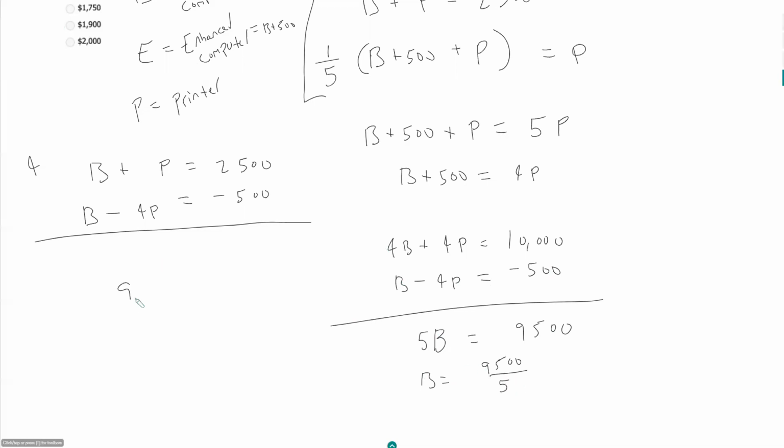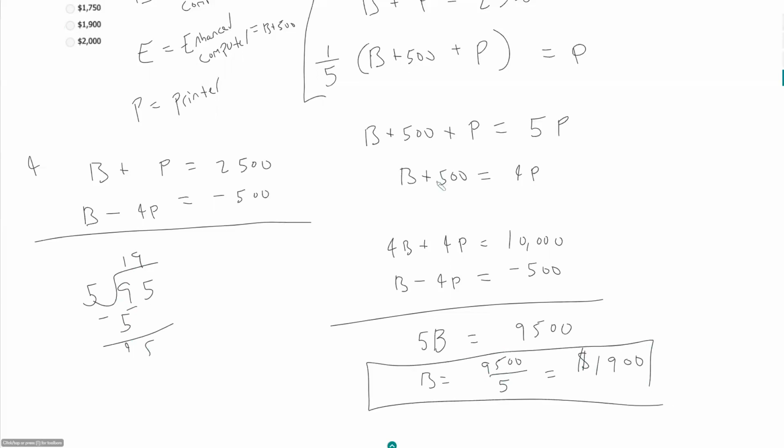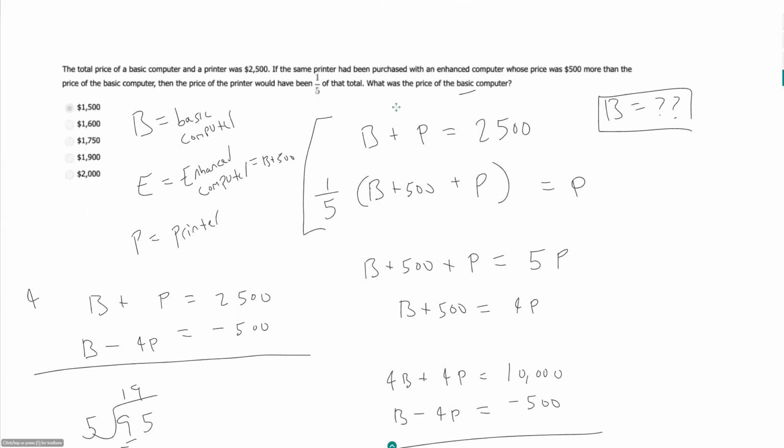I don't know what 95 divided by 5 is. Is that 19? Seems right. $19, so this should be $1,900. That is the price of our basic computer, and that is D.